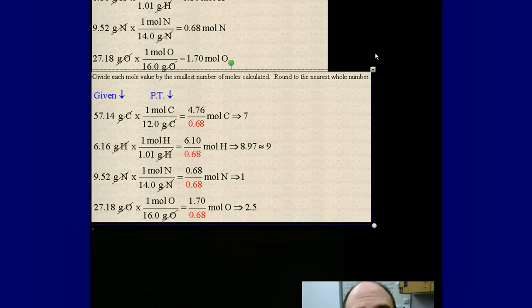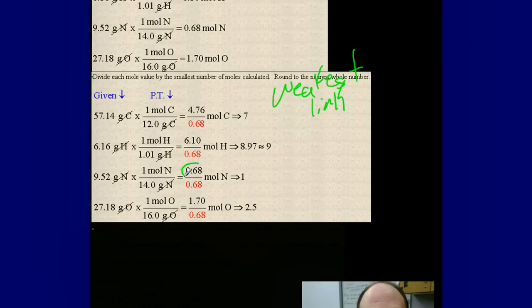My next step is going to be to convert all of those into the whole number that's going to represent my subscript for the compound. This is where I say divide by the weakest link. What I mean by that is I pick the 6.68 as my weak link. It's the lowest mole number that I got for each mole conversion. So I'm going to divide each by my weakest link, and I'm going to get my subscript for the compound.